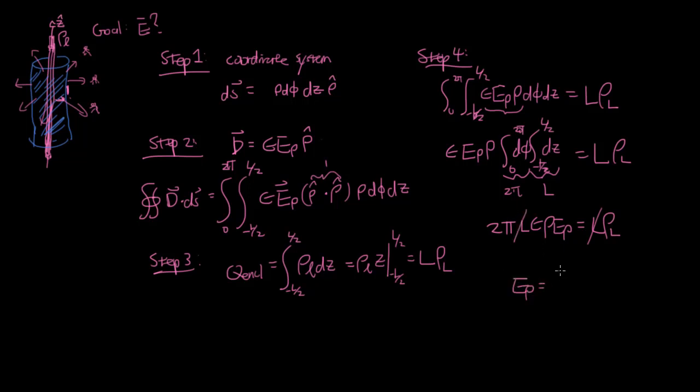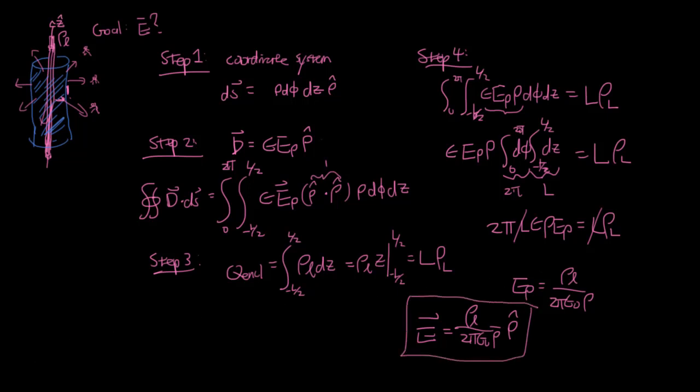You're going to have E rho is going to be equal to rho L over 2 pi epsilon naught rho, which means that your E field is going to be equal to rho L over 2 pi epsilon naught rho in the rho hat direction. And I do realize just now that I was kind of sloppy and inconsistent with the case of my rho here, so I'll just clean that up really quick. And you'll see that this is the same result that we had when we were using Coulomb's law, except we need the help of an integral table.